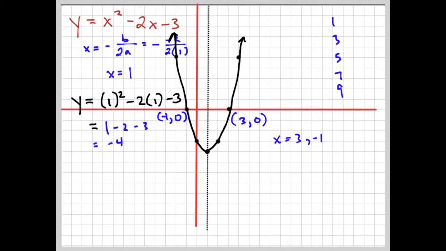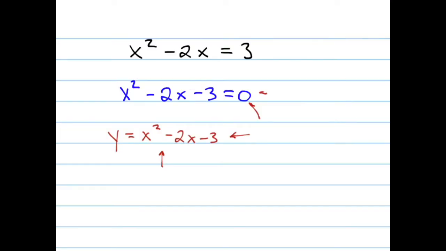Now what we can do to check is go back to our original equation and plug those in. Does 3 squared minus 2 times 3 equal 3? What's 3 squared? 9. What's negative 2 times 3? Negative 6. When we subtract, do we get 3? Yes.